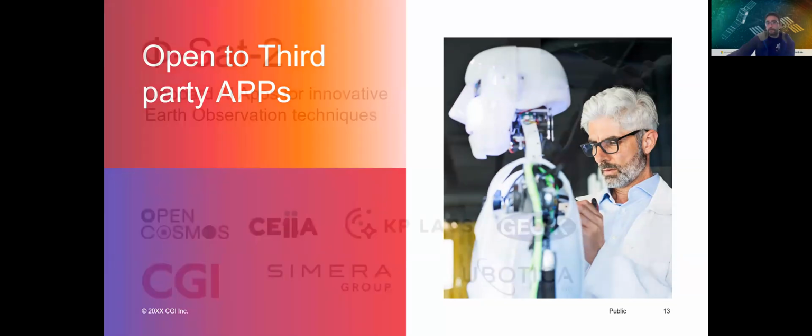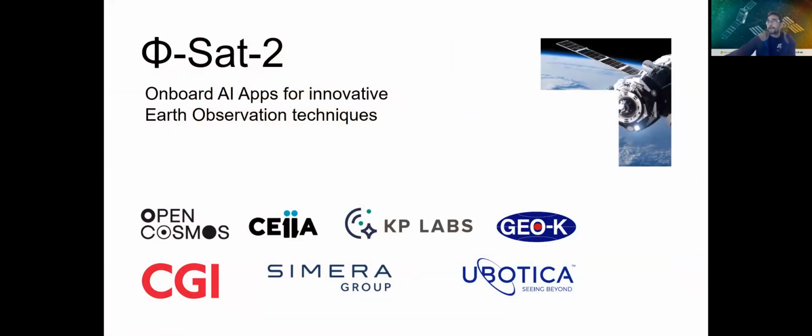And before closing, I would like, of course, to thank all the partners that we are working with. Starting from the prime, Open Cosmos, to all the application developers, SIA, KP Labs, and JK, and Simera Group and Robotica, which are working on the component side. It's really a pleasure to have this mission together. It's challenging, but I think we managed to be within the 10 minutes. So that challenge was covered too.